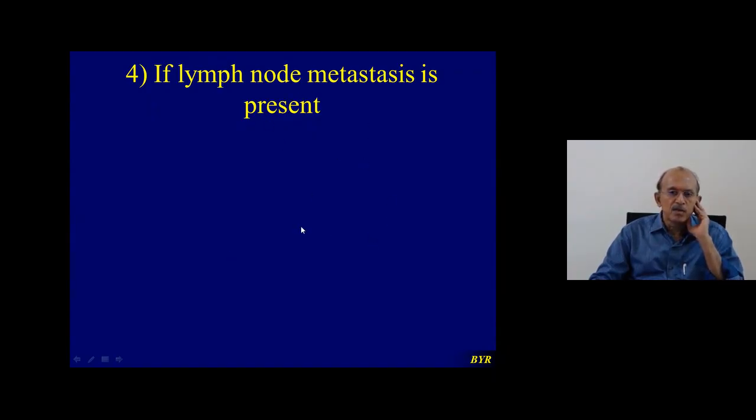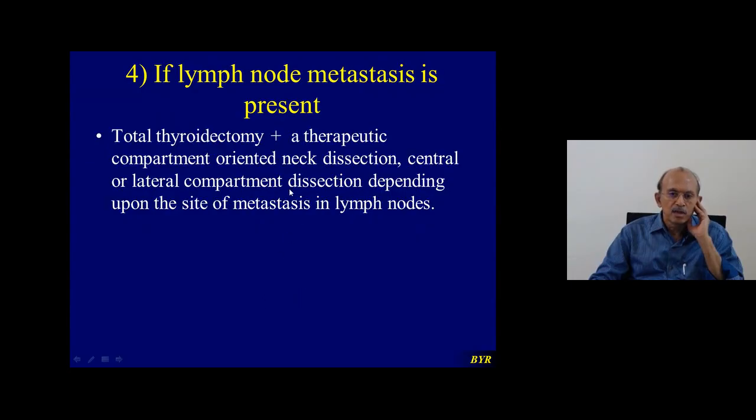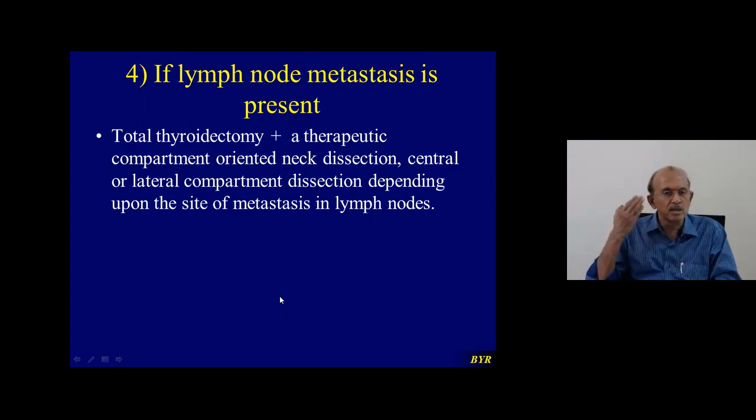If there is associated lymph node metastasis, you do total thyroidectomy plus a therapeutic compartment-oriented neck dissection. That means which compartment is involved, with that compartment only you clear the lymph nodes. That is central or lateral compartment dissection depending upon the site of the metastasis in lymph nodes. So if the central group are involved, you remove all the central group of lymph nodes. If lateral side lymph nodes are involved, means the whole lateral side of the neck nodes has to be removed along with their lymphatics.